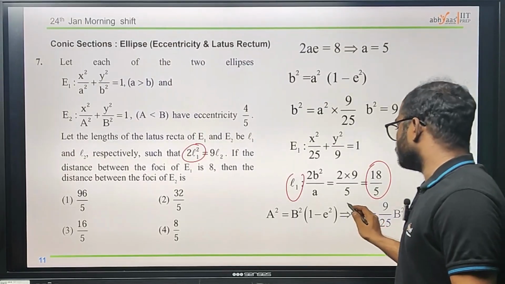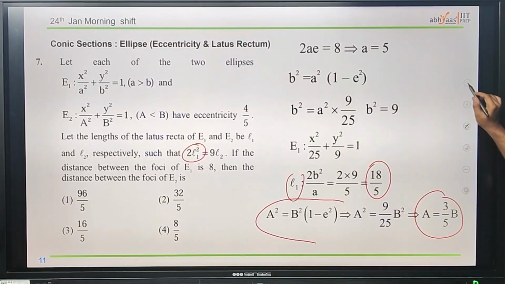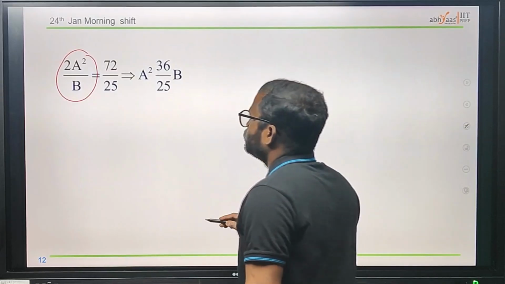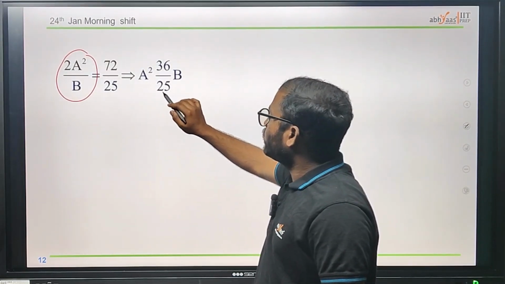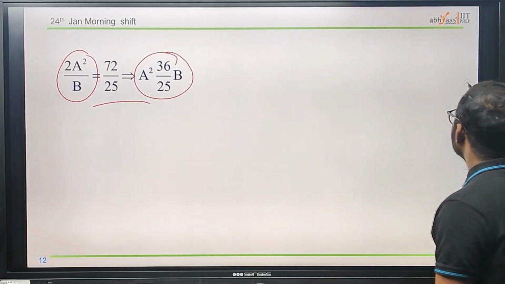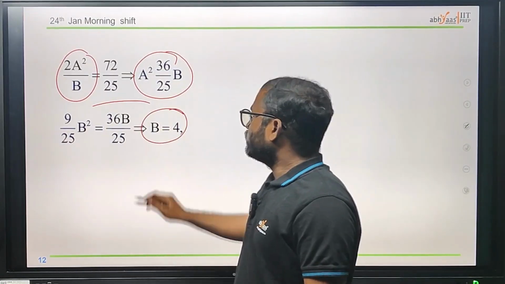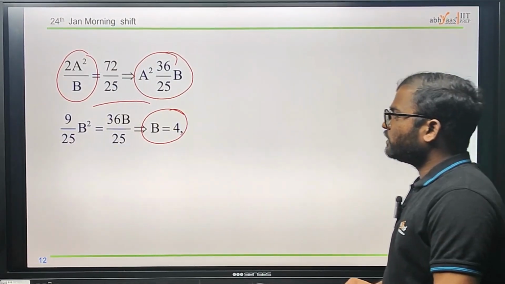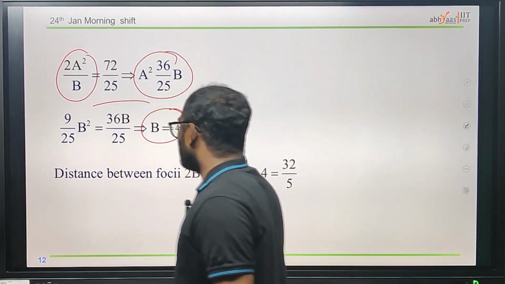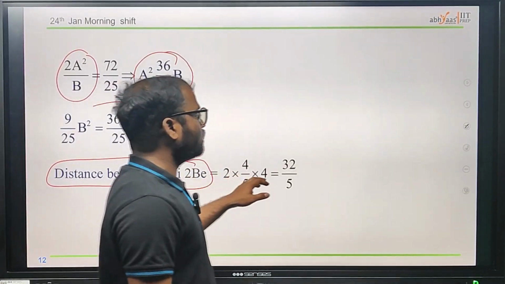Firstly, there is another ellipse E2, so for that we have to find A and B as well. In order to do that, just use the latus rectum of that as well, by using that L1. I hope you understood. By using L1 as well, we can easily do it. Now we got the latus rectum L2 as A square, 36 by 25 into B. From this, by using the latus rectum of E2, we can easily find the B value. If we get the B value, we can get the A value as well. And now the distance between the foci 2BE, which they are asking about, they have already given, which is 8.